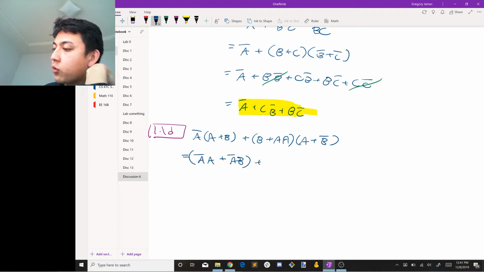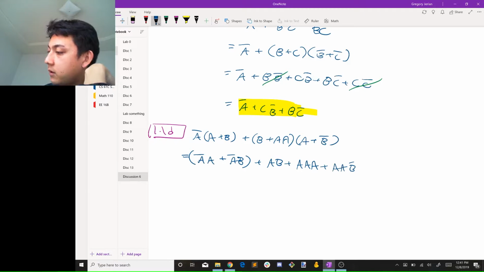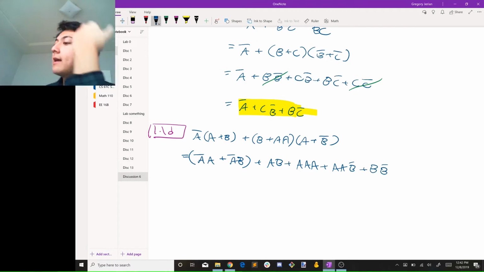That whole thing is ORed with A, B, or I guess A, or A not B, or B not B, right? Now we know that A times A, or A and A, is just A, right? So this whole thing is A. So let's just rewrite it as A. And so is this, right? This whole thing is A, not B.